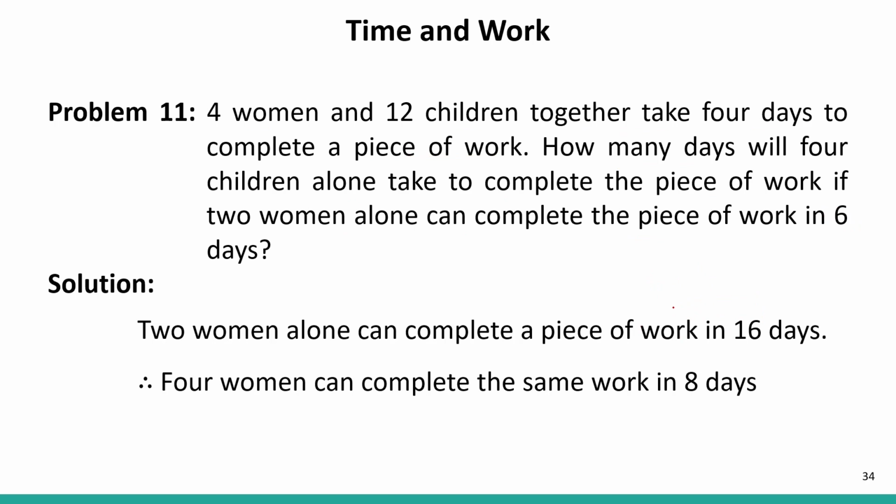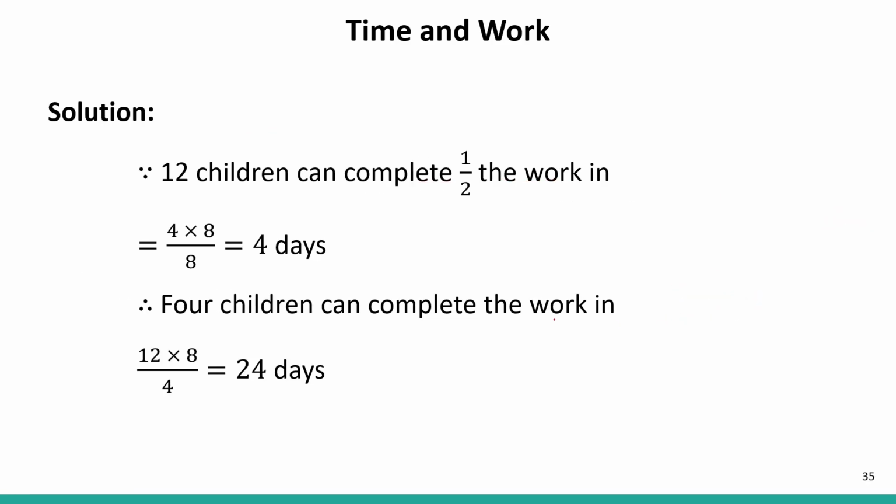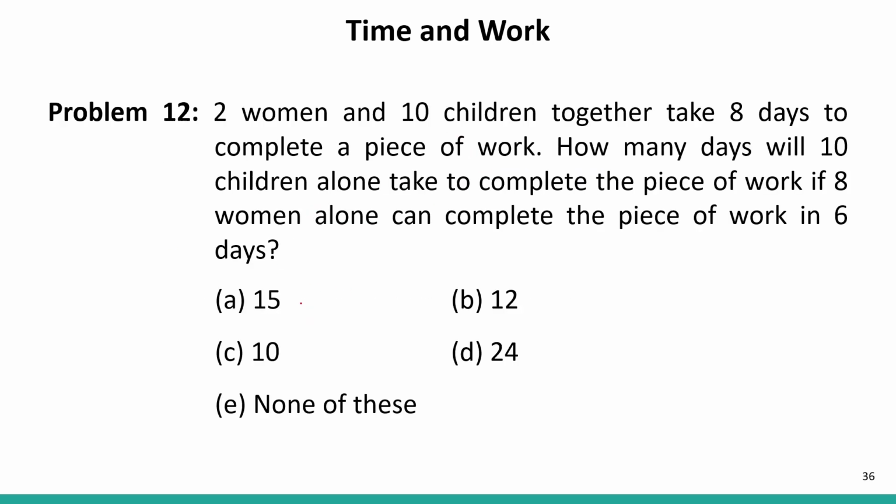Okay. So let's see the step-by-step solution. So 2 women can alone complete the piece of work in 16 days. So 4 women can complete the work in 8 days. It is 16 here. There is a slight typo here. It should be 16. So 12 children can complete the work in what? 1 by 2 of the work, that is equal to 4 into 8 by 8 is equal to 4 days. So 4 children can complete the work in 12 into 8 by 4, that is equal to 24 days.